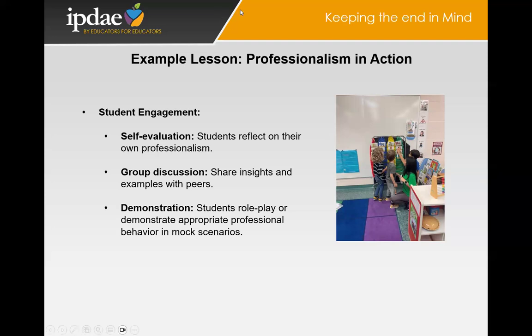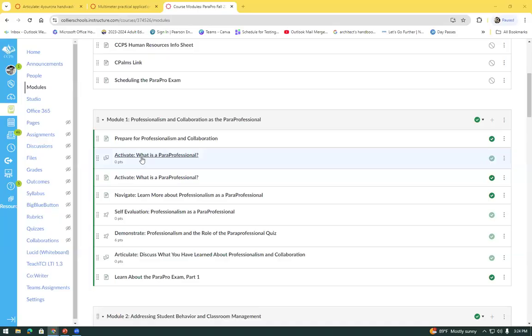Since this is our last example, I just want to make sure that I show you what that looks like in our Canvas learning management system. You can see here that this is our module on professionalism and collaboration as a paraprofessional. The entire lesson is played out here in this module. So let's just start here with activate.